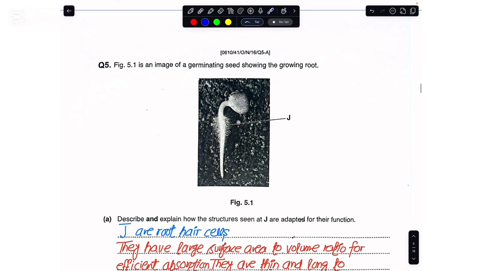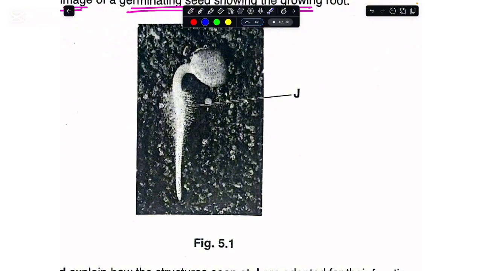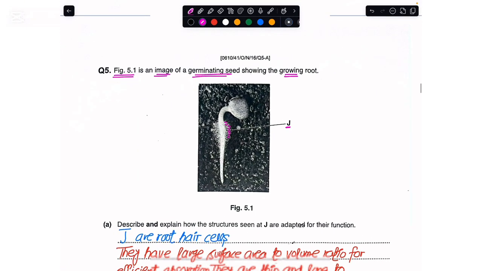Moving onward, this is one of the very typically asked questions on specialized cells from the plant, and that is the root. They say that this figure 5.1 is an image of a germinating seed, and this is showing you the growing root. Now, you see we have this germinating seed here, and here is the root of this germinating seed. And out of the root, we see these tiny projections coming out that are indicated with the letter J. So they are the root hair cells. Now, if I quickly recall what the root hair cells have in them, there would be the availability of the cell wall in them.